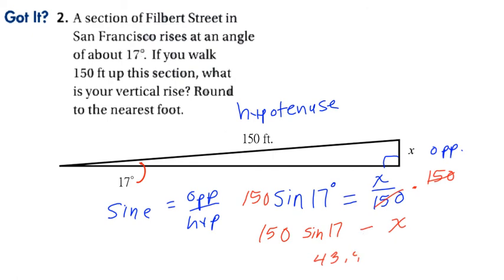Okay, we're not looking for the angle measure. That'll be in our next lesson. We are looking for that distance right there, right? So 150 times the sine of 17 is equal to x, so x equals 43.9 feet are our units, right? To the nearest foot, we're going to call that 44 feet.